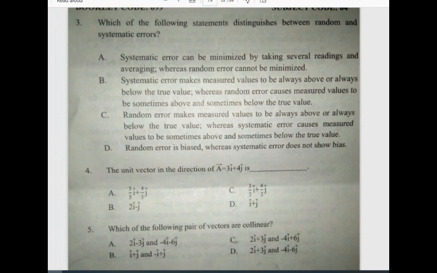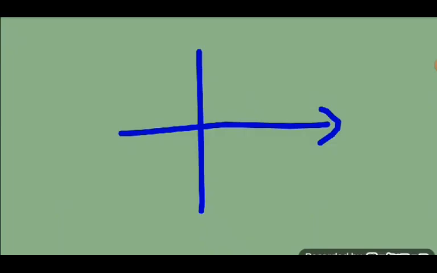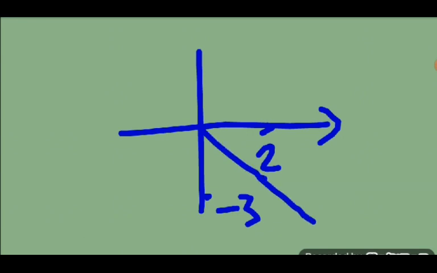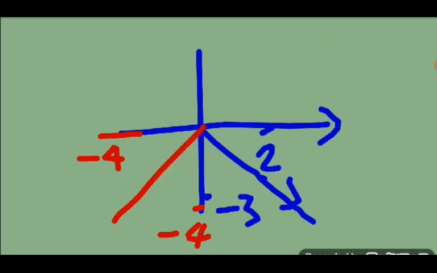Okay, so let's first take the first one. It says 2 in the i, 3 in the j, so we have the x-axis and y-axis. This is 2 in the i and minus 3 in the j. So this line is just like this. So we'll compare it to minus 4. The second one says minus 4 and minus 6. So these two lines are not collinear.